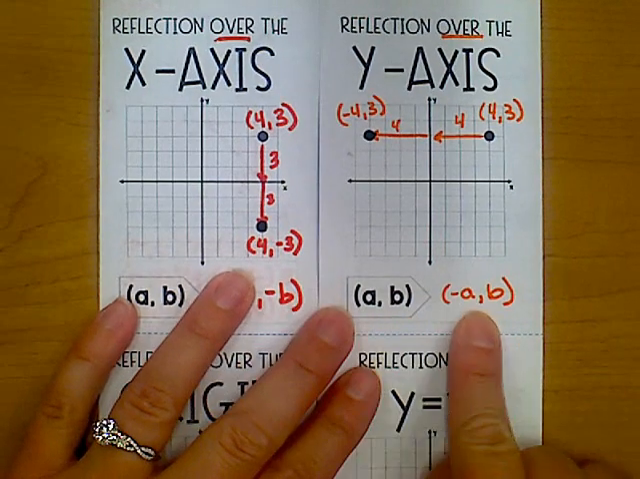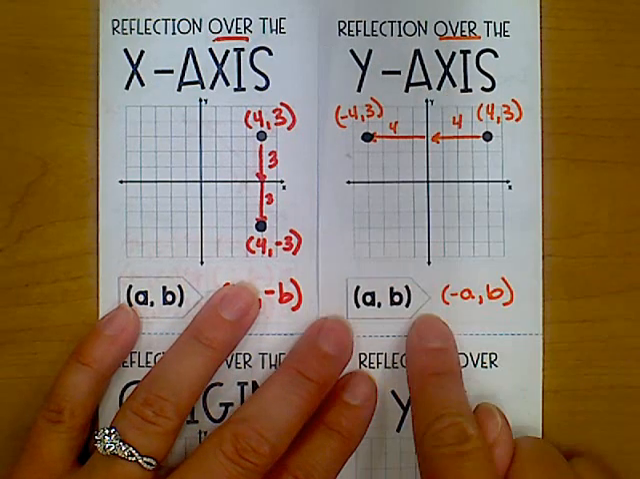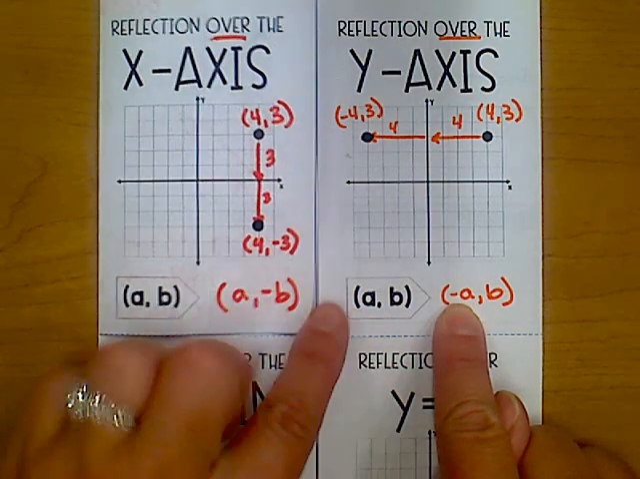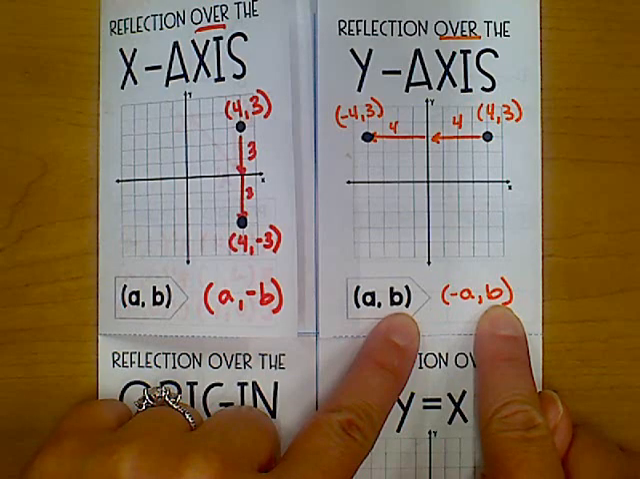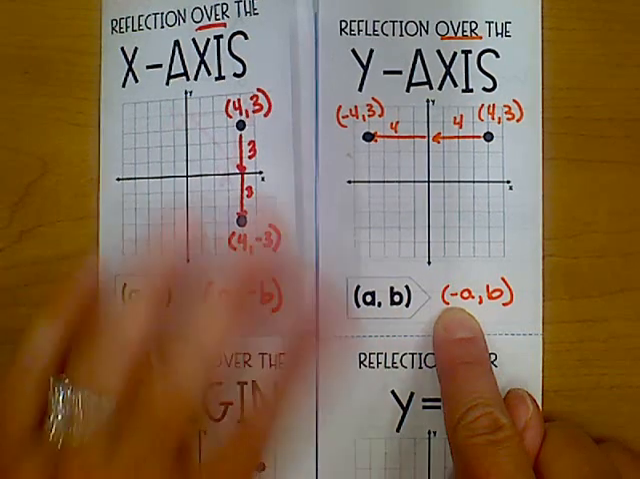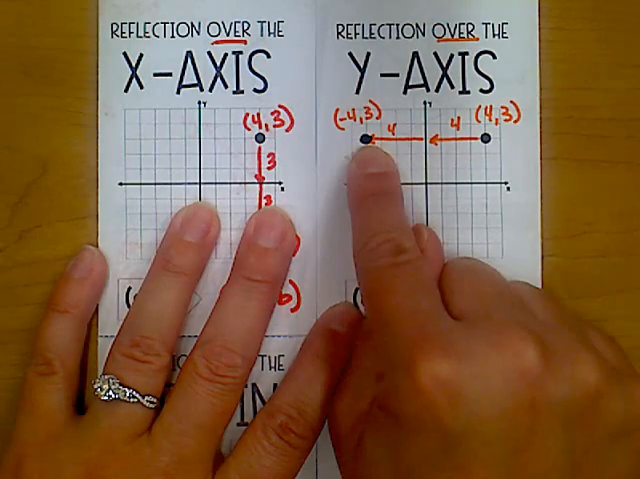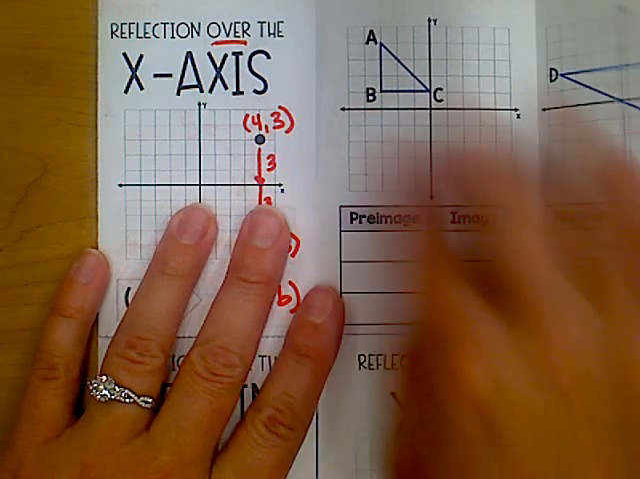So our key idea when flipping or reflecting over the y-axis is that when you have an ordered pair (a, b), the x-coordinate is going to go to the opposite, but the y-coordinate stays the same. So this time the move was moving horizontally, so that x value goes to the opposite, but the y value stays the same. So let's start off.